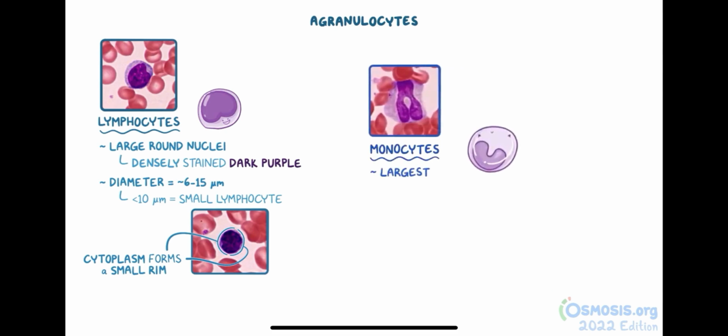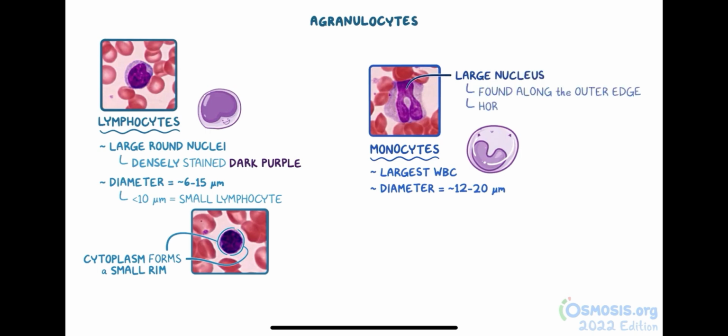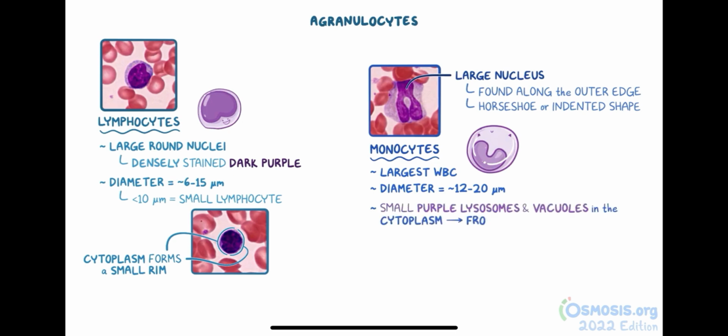Monocytes are the largest type of white blood cell that has a diameter that ranges from 12 to 20 micrometers. They have a large nucleus that's usually found along the outer edge with a horseshoe or indented shape. Monocytes also have small purple lysosomes and vacuoles in the cytoplasm that give the cells a frosted glass appearance.